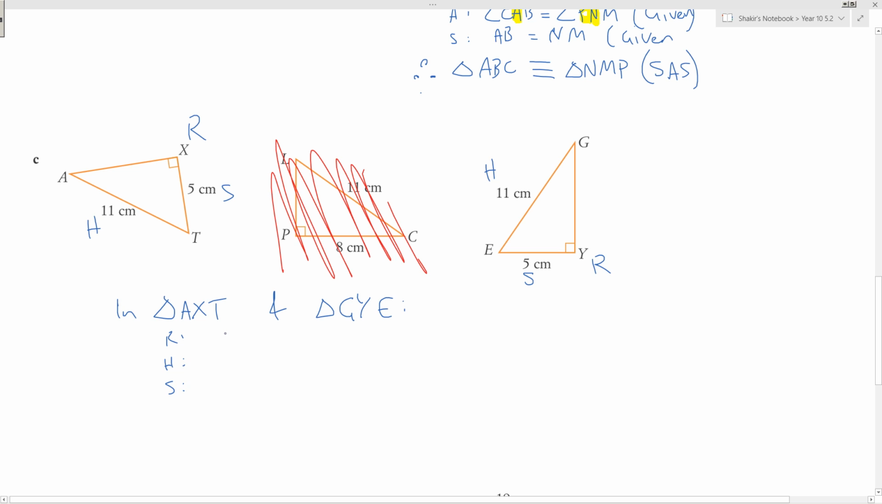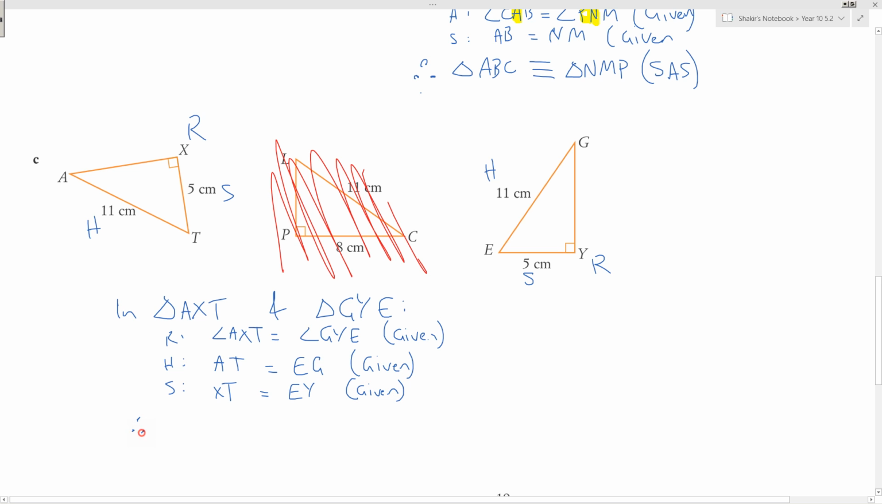And so angle AXT is equal to angle GYE. And the reason, well, it was given to us. And hypotenuse, well, AT is equal to EG. Reason, because it was given to us. And finally, the side XT is equal to EY. And again, it was given to us.